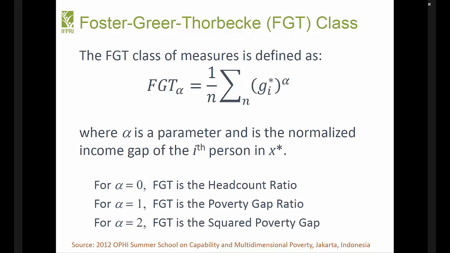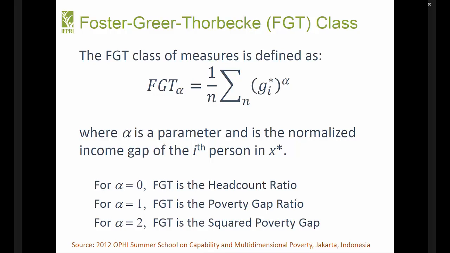But we're not going to go into that because we don't use it for the WEAI. What we use for the WEAI is the headcount and the poverty gap ratio. Okay? So this class of indices we can summarize as what we call the Foster-Greer-Thorbecke measures. And it's summarized as this. So this summarizes all of these measures.